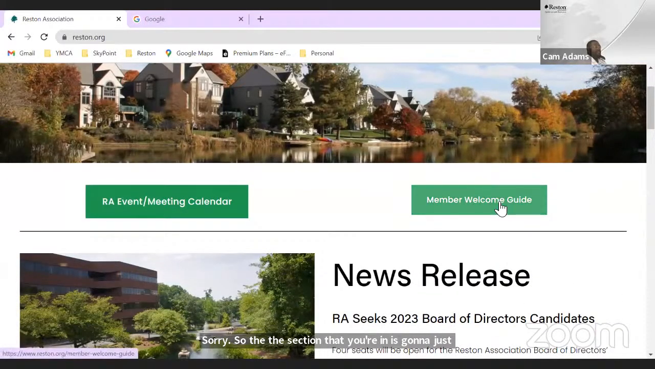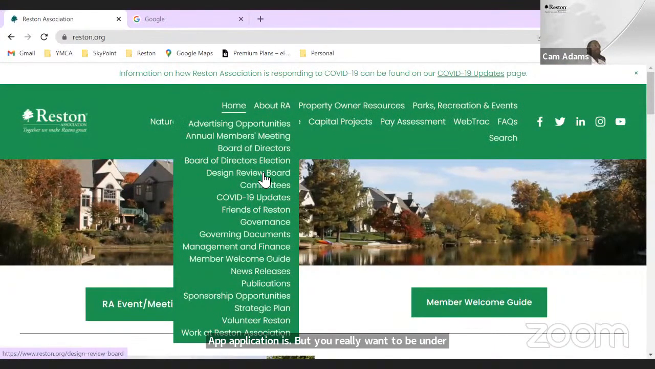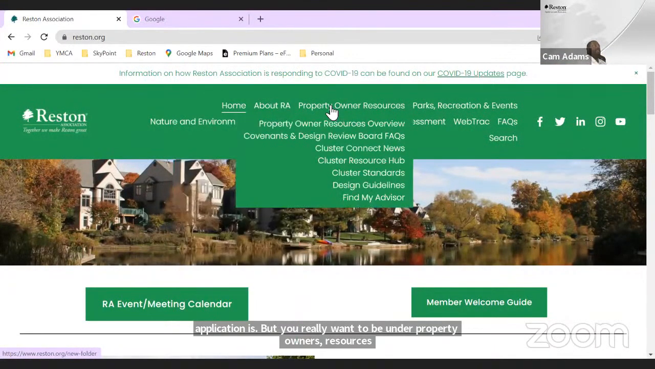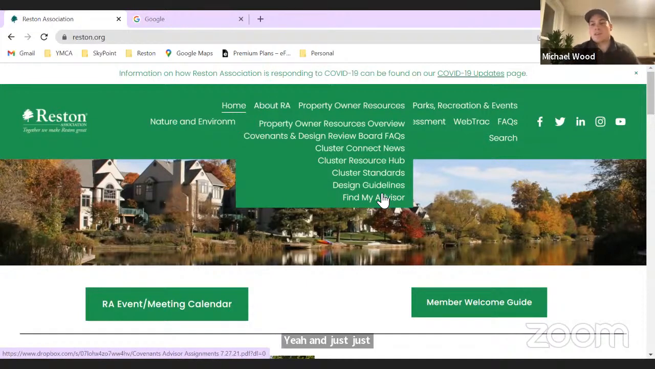So the section that you're in is going to just take you to our governance folder, which is just going to show you where the DRB application is. But you really want to be under property owners resources. And that's going to take you to all of those things. And what we can do, Michael, is just add DRB application, and it will just link it straight to the DRB application. Yeah, that's just what happens when I went to Google and put in that I was looking for the application specifically, and it takes me to that page. And I'm like, I know what the application looks like, and none of these things are the application.